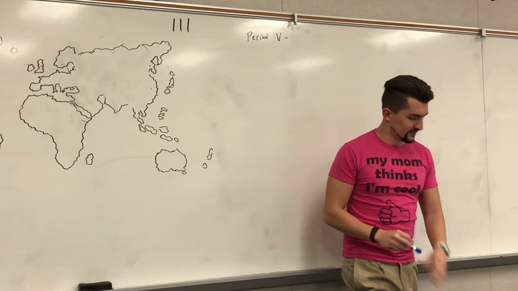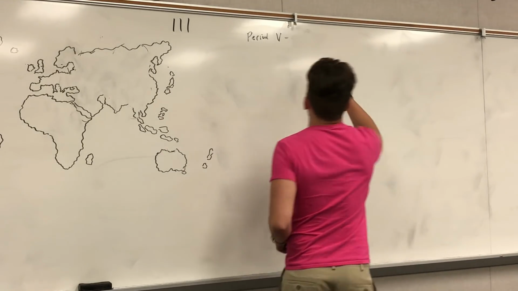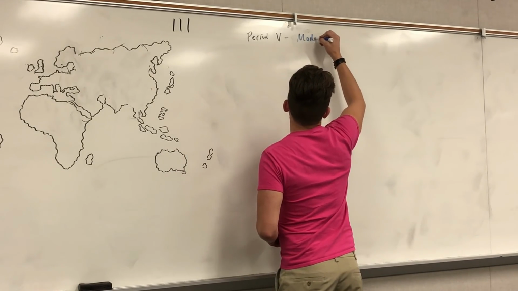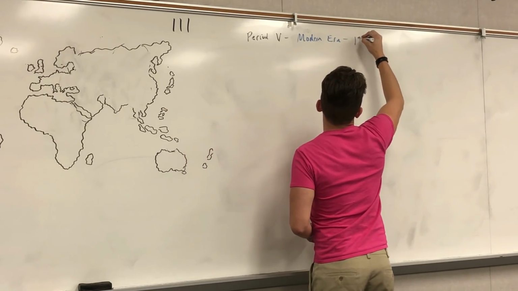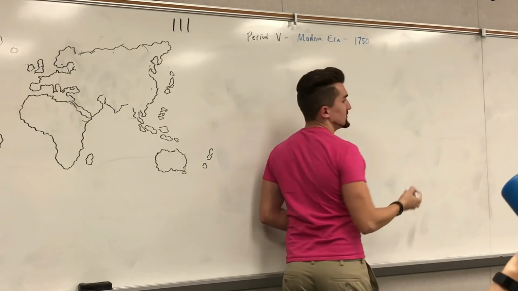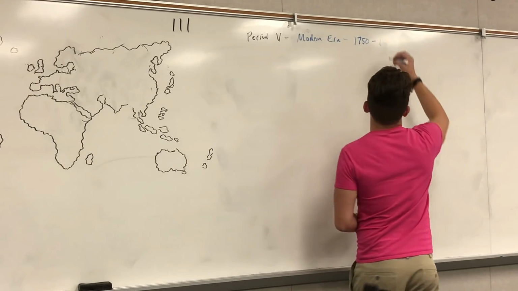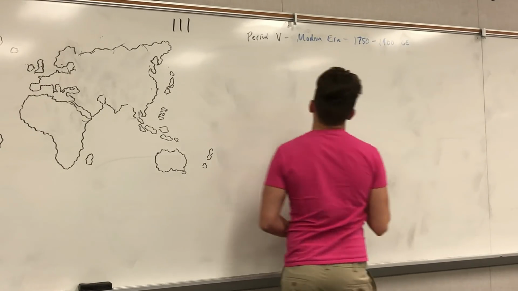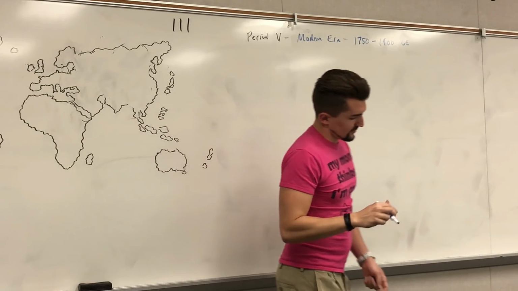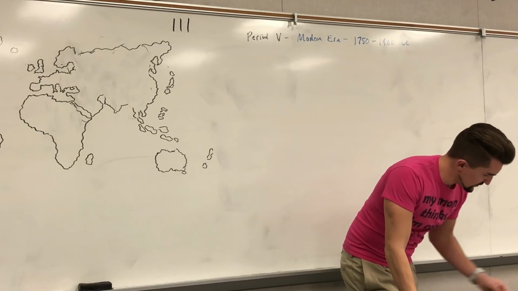How do I start this off? I start this off economically. So period 5 years. So that's the modern era. And again, that's going to be 1750 to 1900. I'll put CE, but we all know what it is. All right, cool. So that's the era we start with. So we're gonna start with economic systems here.